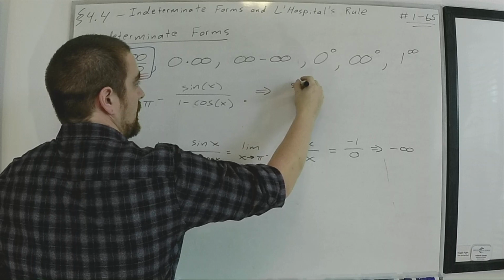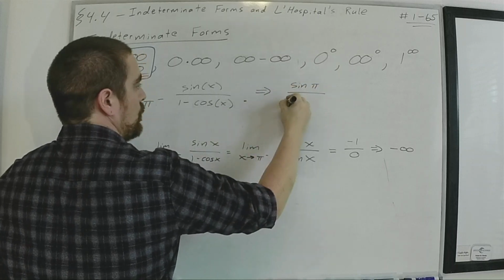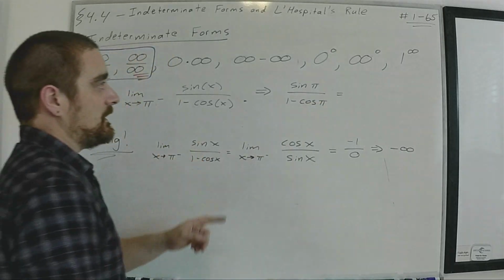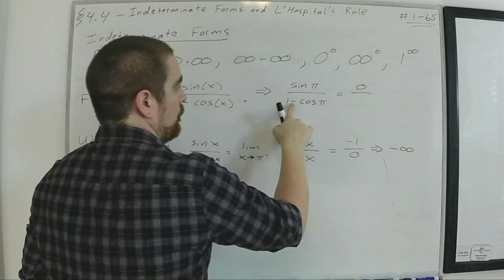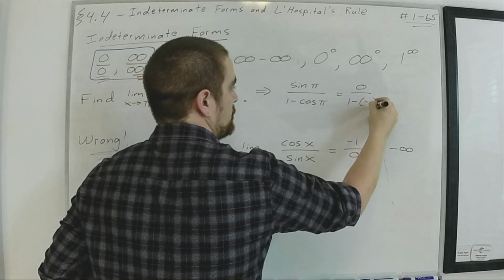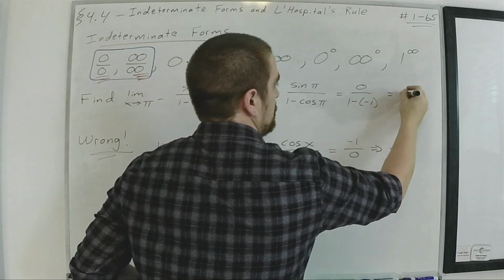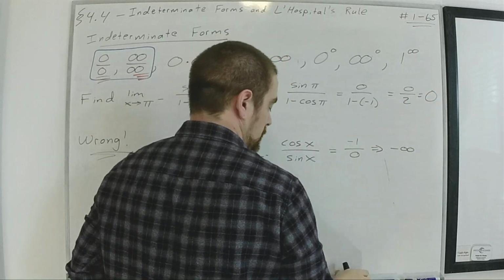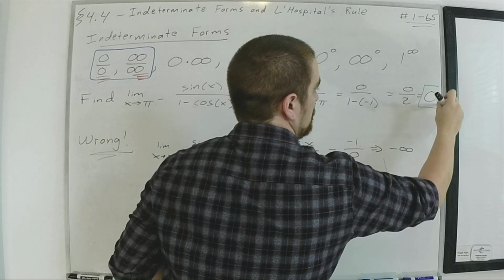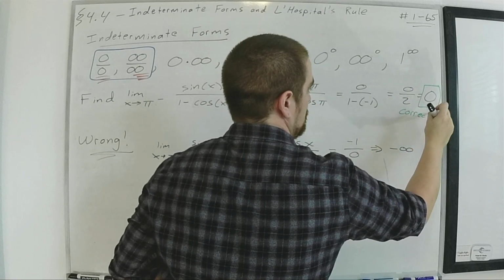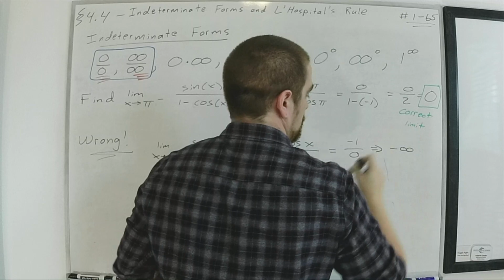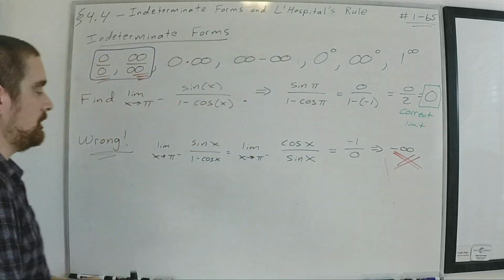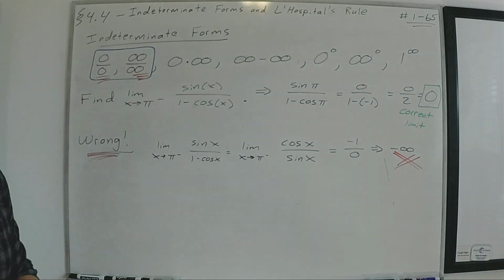when I look at sine of pi over 1 minus cosine of pi, yes, sine of pi is 0. 1 minus cosine of pi is negative 1. This is 0 over 1 plus 1. 0 over 2 is 0. This is my correct limit. This is wrong. You were never allowed to use L'Hopital's rule.